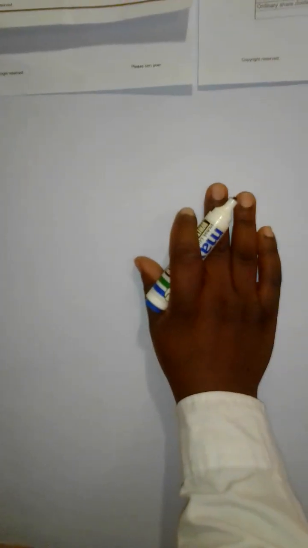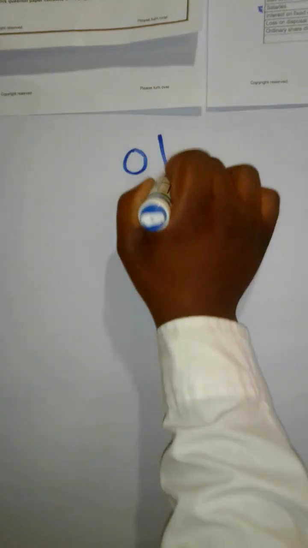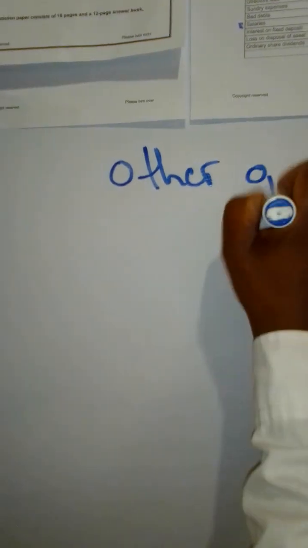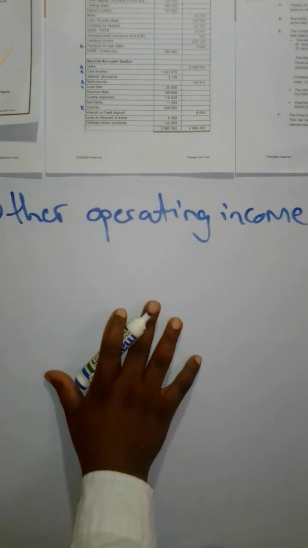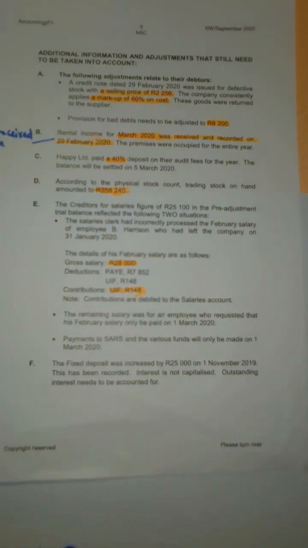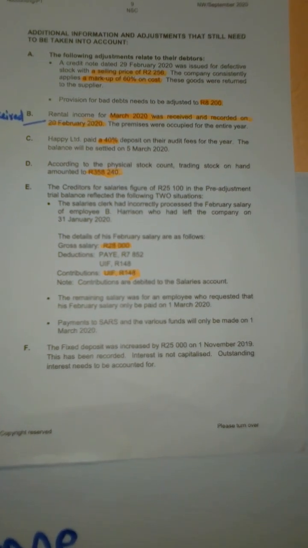Okay, now we are continuing with our question. We have already calculated our gross profit. Now we are going to other operating income. The other operating income that I'm only going to look at for now is the one appearing on these adjustments from A up to F. The other ones, we'll look at when we go on to the other page from G onwards.